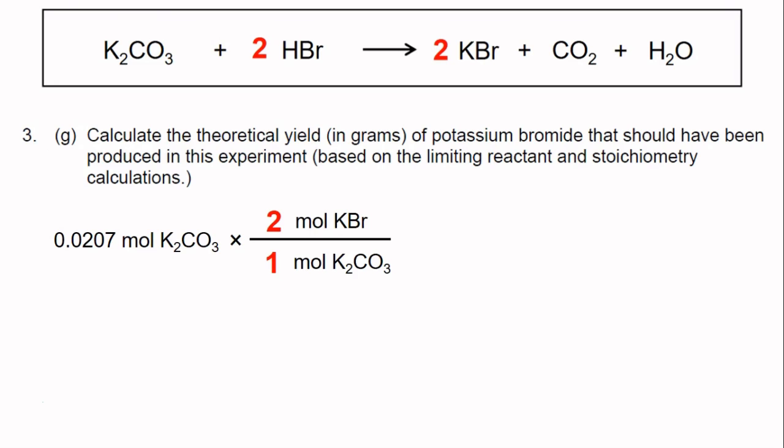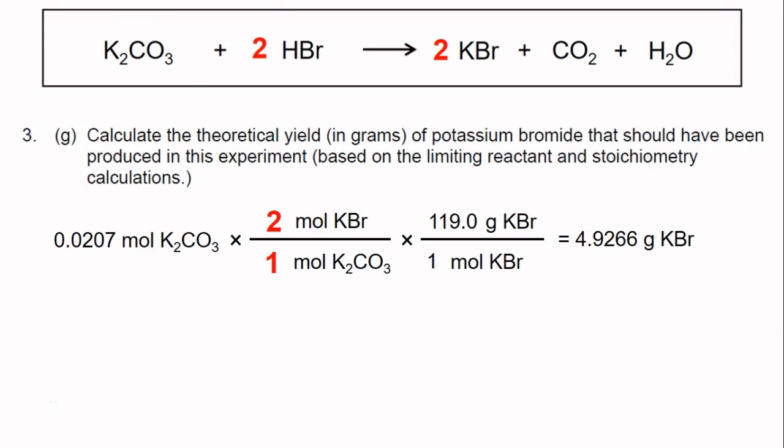2 and 1. In the periodic table, we discovered that the molar mass of KBr, based on the atomic masses of potassium and bromide, there are 119 grams of KBr for every 1 mole. Let's do the math. This will give us our theoretical yield. This is how much should be produced in this experiment. So 0.0207 times 2 times 119 gives us 4.93 when we round this off to 3 significant figures. So 4.93 grams of potassium bromide.